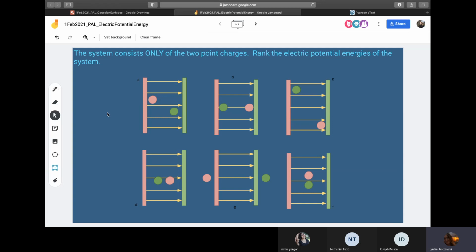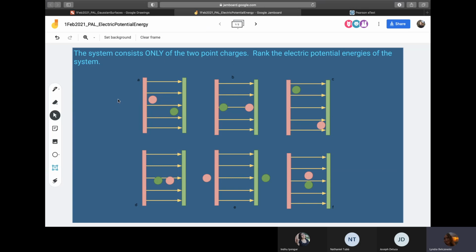Here we've got a set of parallel charged plates, or capacitors, if you want to call it that, and we have point charges in between them. The yellow arrows are indicating the electric field. The parallel plates are the same for each of the 6 cases that I've given you here, labeled A, B, C, D, E, and F. And we have the same 2 charges in each of these different systems, and they're just positioned differently.